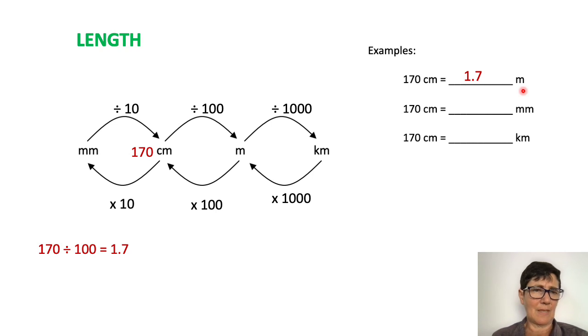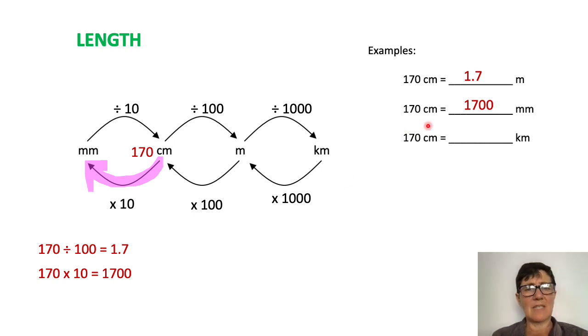I'll try another one. This time it says take 170 centimetres, turn it to millimetres. To turn it into millimetres, I have to follow the arrow. This one says times by 10. So I'm going to go that way this time. So I'm going to have 170 times by 10, 1,700. So 170 centimetres is 1,700 millimetres.